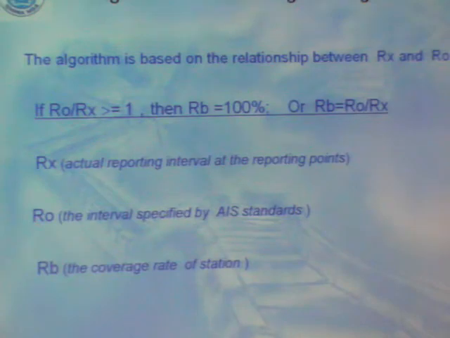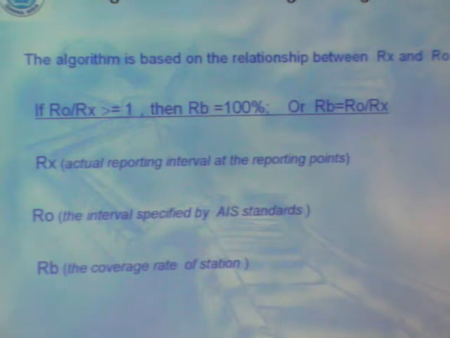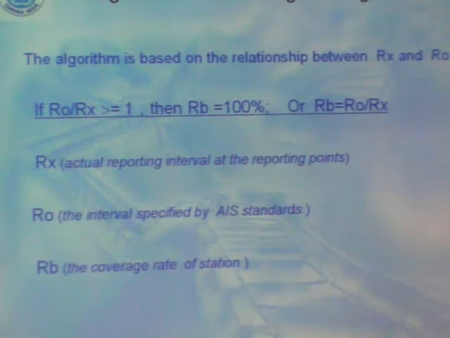And the algorithm is based on the relationship between Rx and Ro. Rx is the actual reporting interval at the reporting points. Ro is the interval specified by AIS standards. Rb is the coverage rate of the station. You can see if Rx is more than 1, then Rb equals 100%, or Rb equals Ro/Rx.